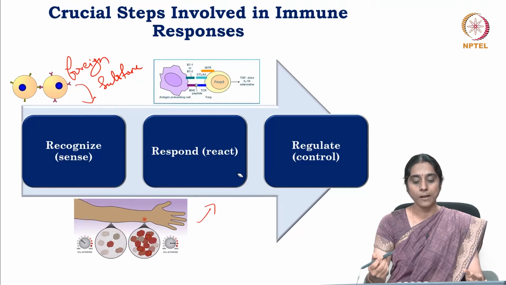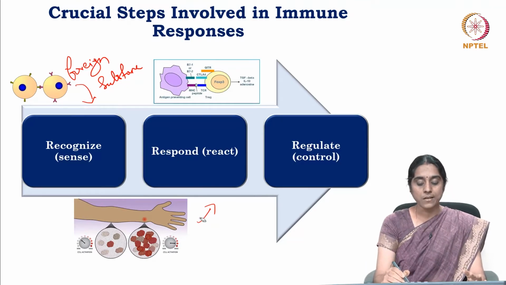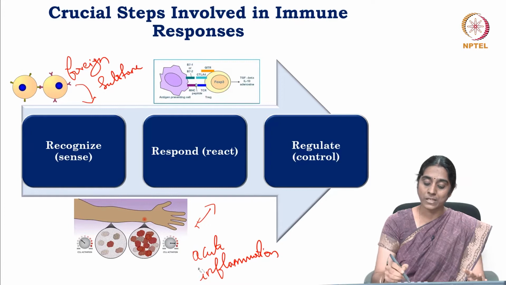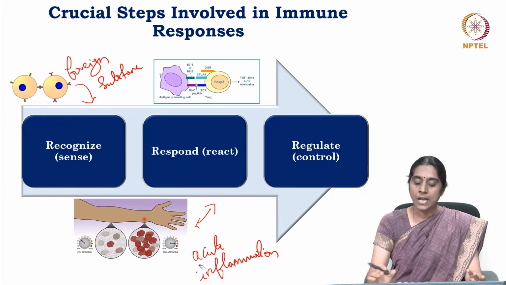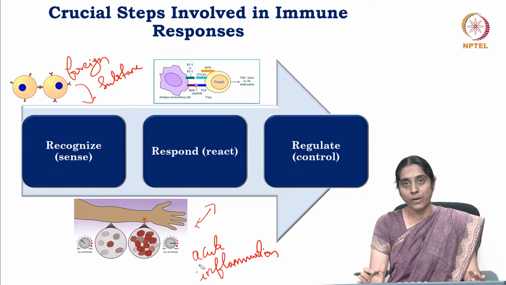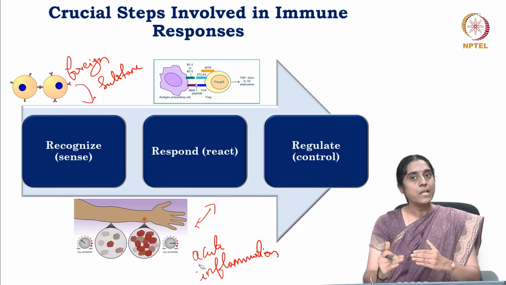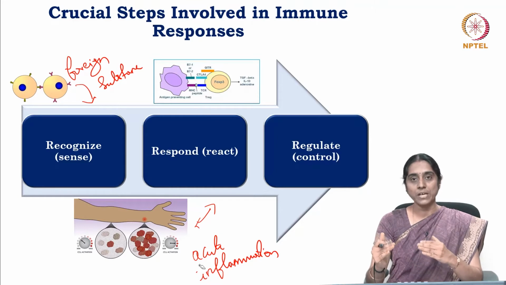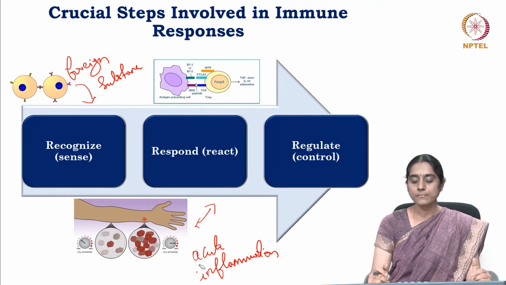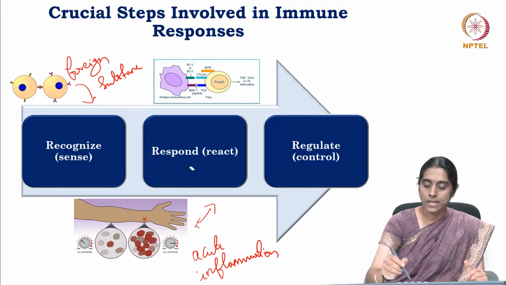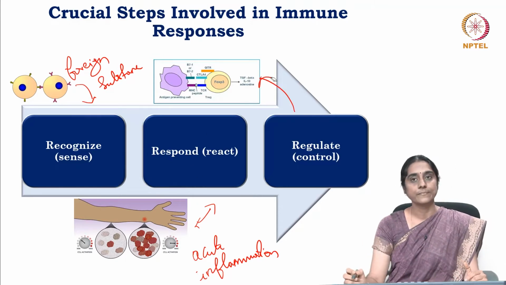So decision making. But in most of the cases, it is acute inflammation which tries to eliminate the infection, in case it is a pathogenic infection. Even in case of biomaterial, this is the process. Acute inflammation happens. Okay. So then comes the process called regulation.